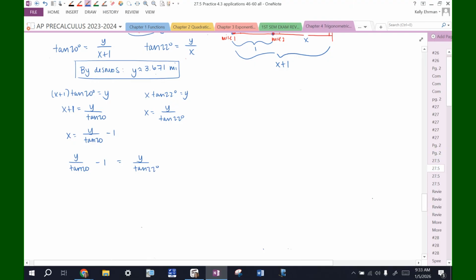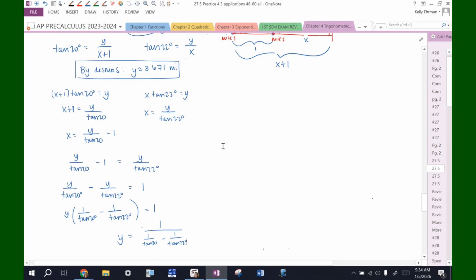Again, I could solve by graphing from here. Or maybe I'm just trying to figure out what my answer is as an exact answer. So get your y's together. I'm going to subtract y over tangent of 22 to the side, and I'm going to add 1 to the other side. Factor out a y. Divide by the parentheses. Remember, you can't just flip that and make it tangent of 20 plus tangent of 22. That is not how complex fractions work.